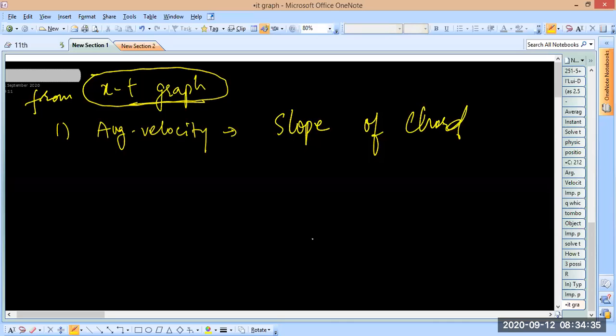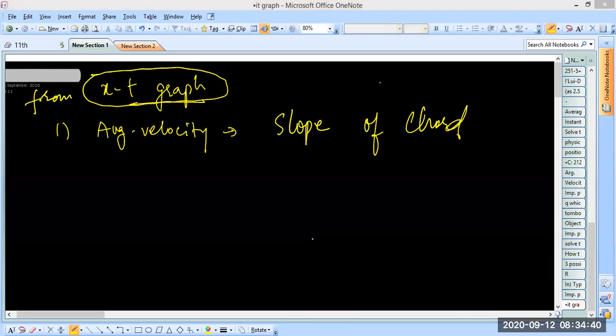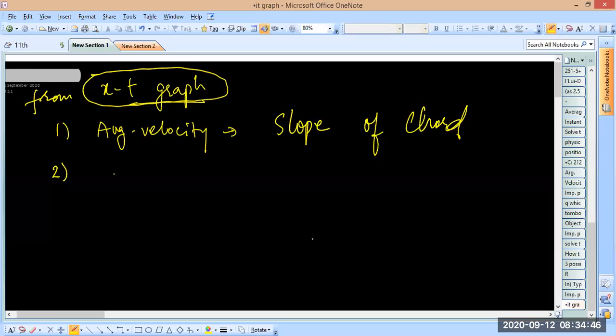Rahul, your answer was right. Agreed. Right, that was right earlier also. Yes, tan theta, you could also say tan theta, right? Okay, second question. How do you find instantaneous velocity from xt graph?